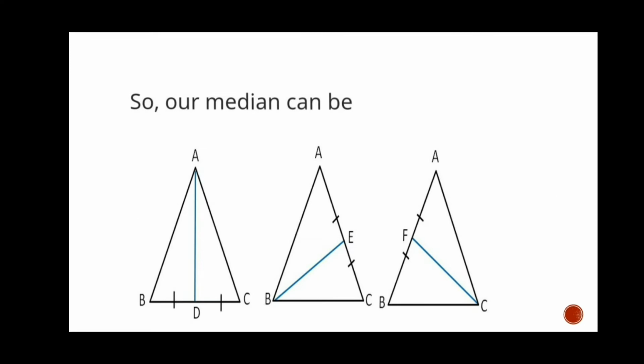So a median can be from all the three vertices. First we have seen it from the vertex A, then it can be from vertex B and also it can be from vertex C. So we have three medians of a particular triangle.